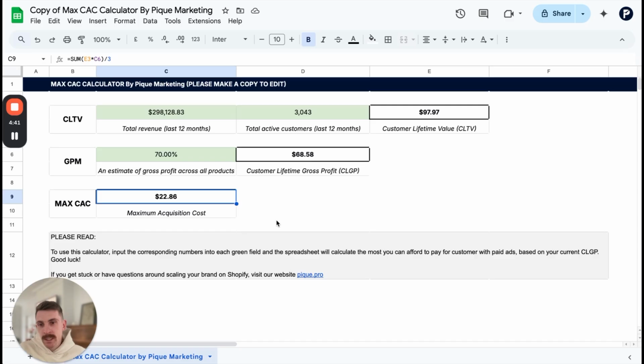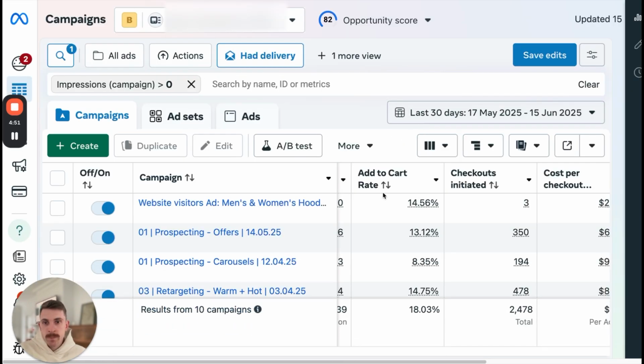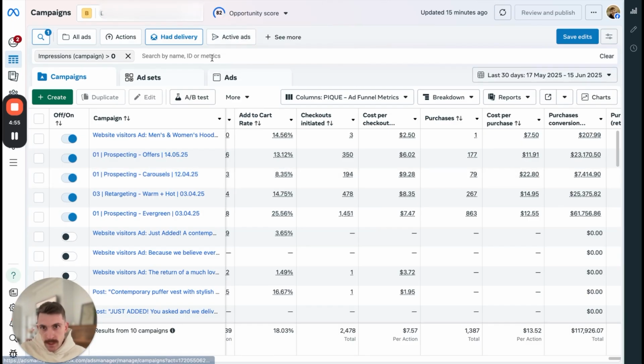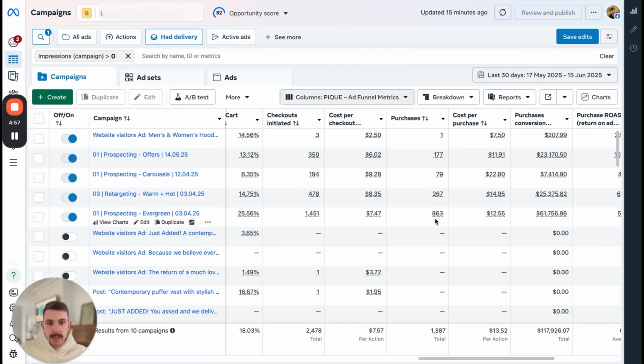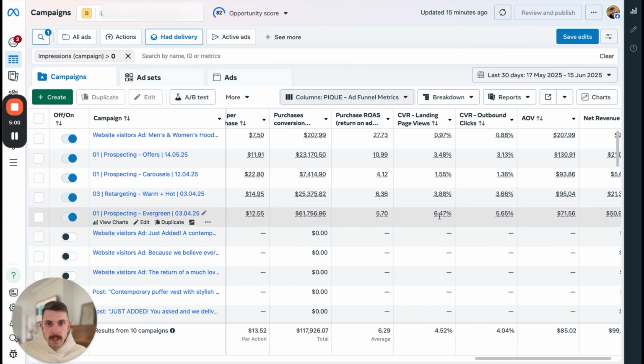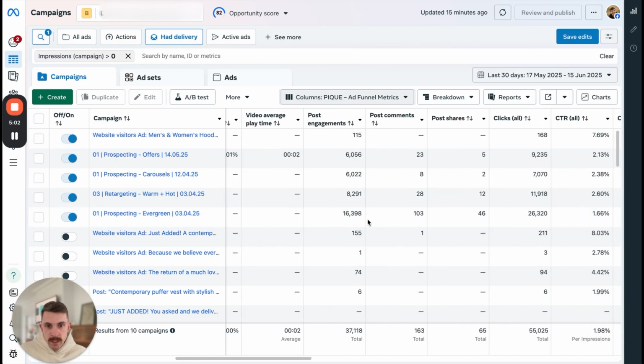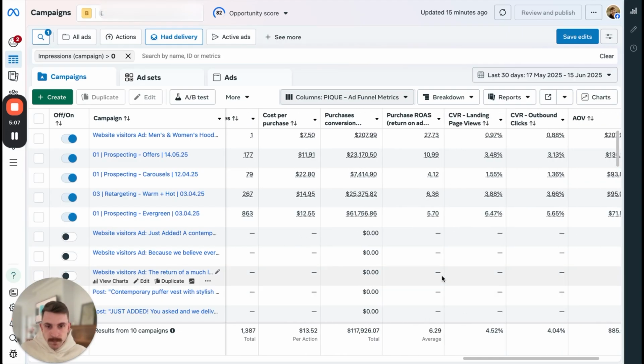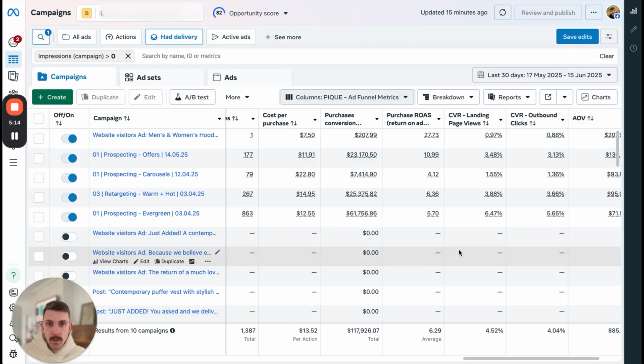So now that we've identified our maximum customer acquisition cost, I'm just going to show you how to apply this in a real world setting. So I'm going to jump across to the ad account for this business, and we're just going to look at the last 30 days and we can see here that we have spent just under $19,000, and we have made $118,000 at a return on ad spend of 6.29, which is really, really cool.